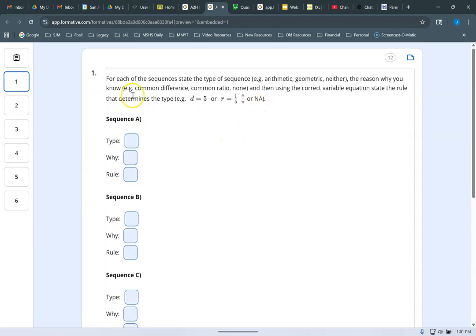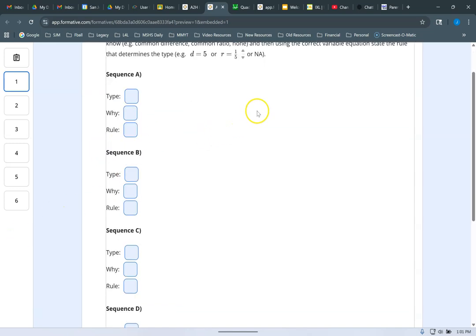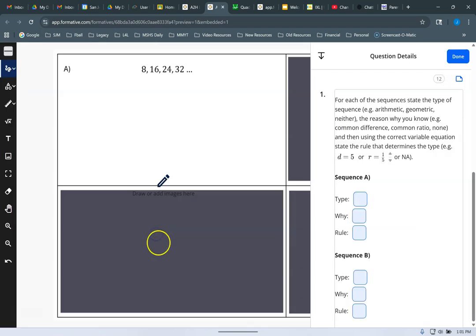All right. You can see here that it says for each of the sequences, state whether there is a type to it: arithmetic, geometric, or neither. Give a reason why you know. Is there a common difference? Is there a common ratio, or is there none? And then using the correct variable notation, say the rule that determines the type. Is it D equals something? Is it R equals something? That's what you're going to type in each of these three boxes for the given sequences. The sequences are found right here.